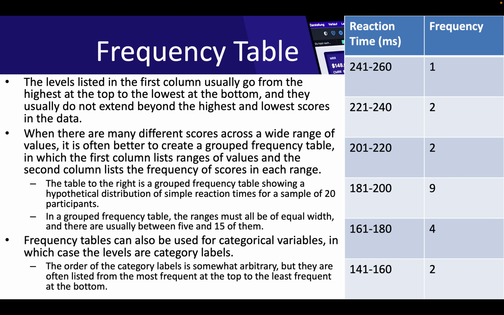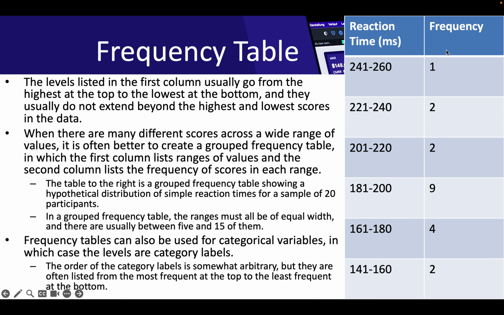When there are many different scores across a wide range of values, it is often better to create a grouped frequency table, and this is what a grouped frequency is. 241 to 260, 221 to 240, that is grouped. The first column lists ranges of values, and the second column lists the frequency of scores in each range, and that's what we have done here.